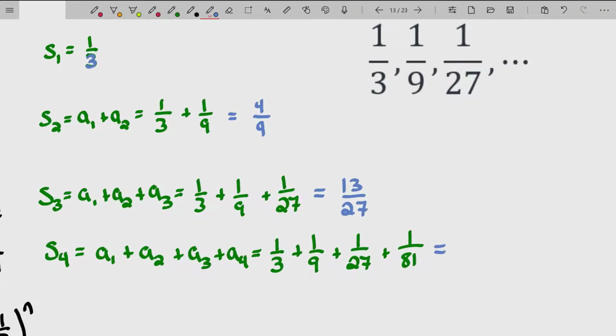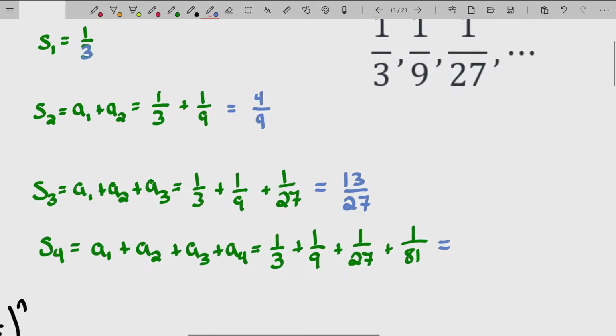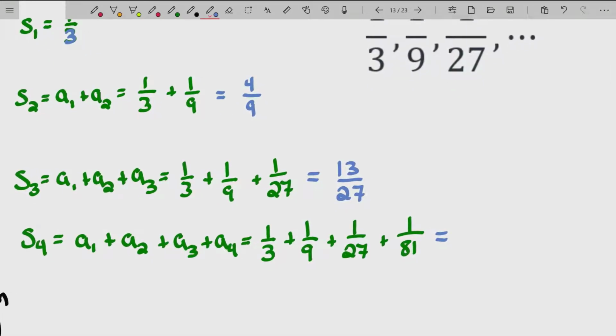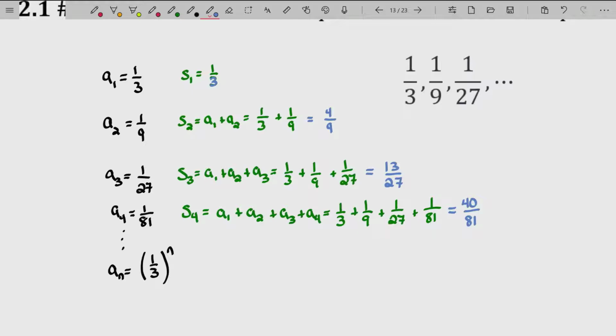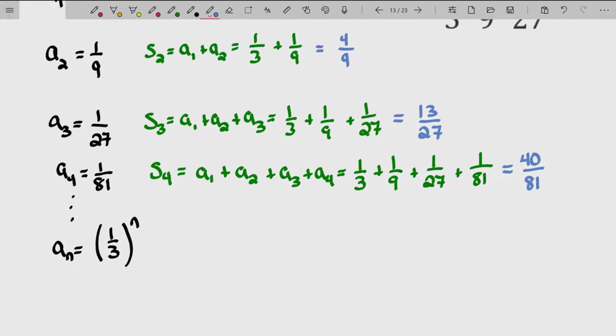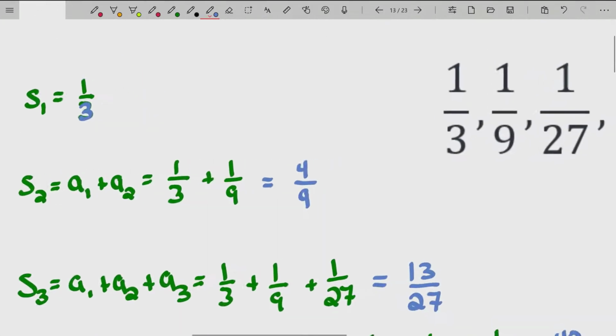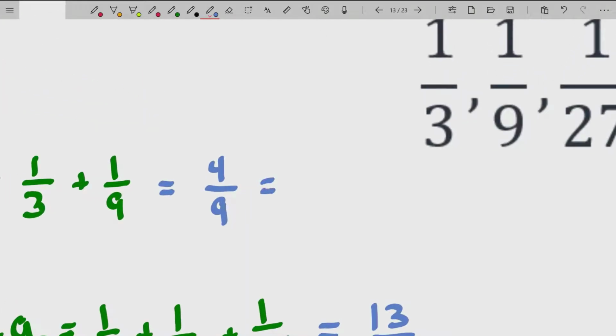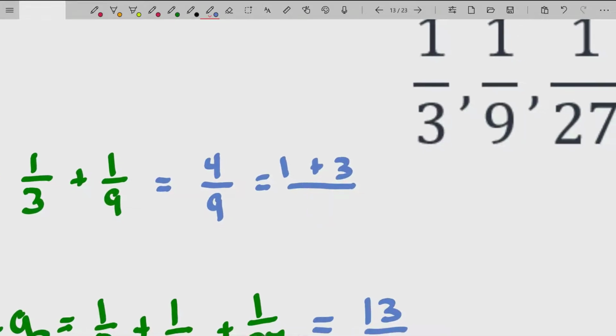But let's try this next one. That's going to be 27 plus 9, which is 36, plus 3, which is 39, plus 1, which is 40 over 81. Now, this might be a bit unfair to find a pattern here, but there is a pattern. It's hard to write without something called summation notation, and we aren't going to talk about that as of yet, but I do want to illustrate what you could possibly see here. So notice 4/9 is the same thing as 1 plus 3 over 9. And I'll even say over 3 squared.